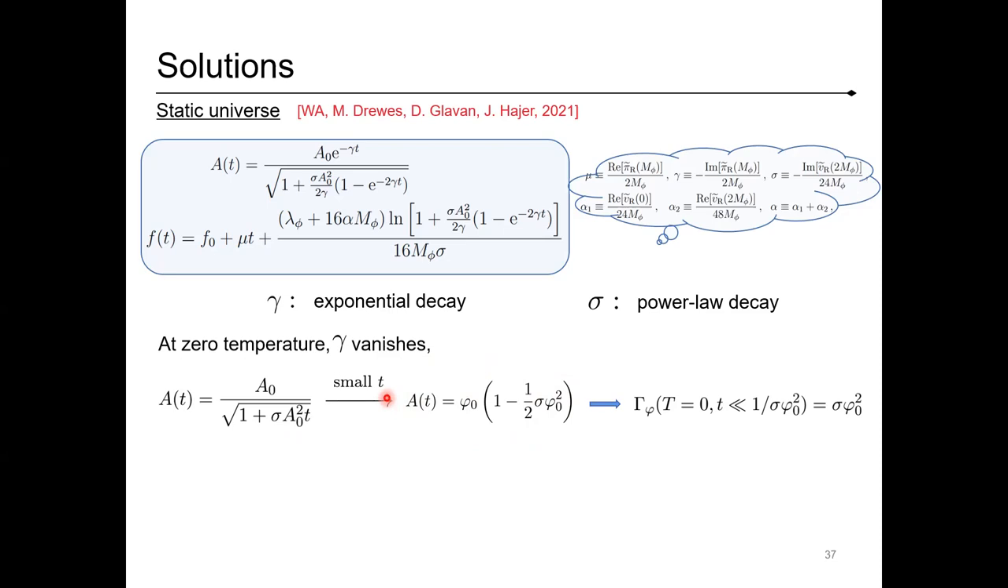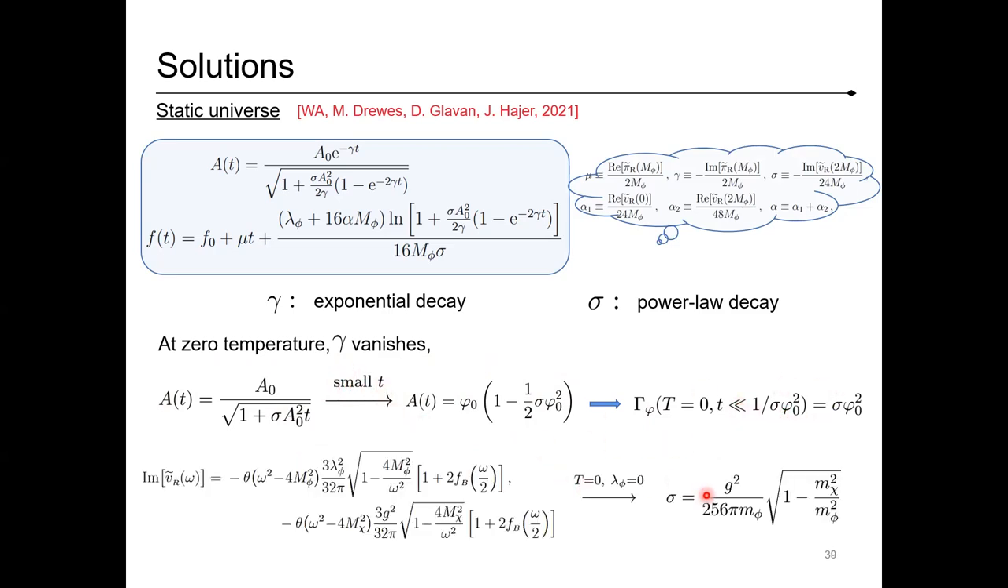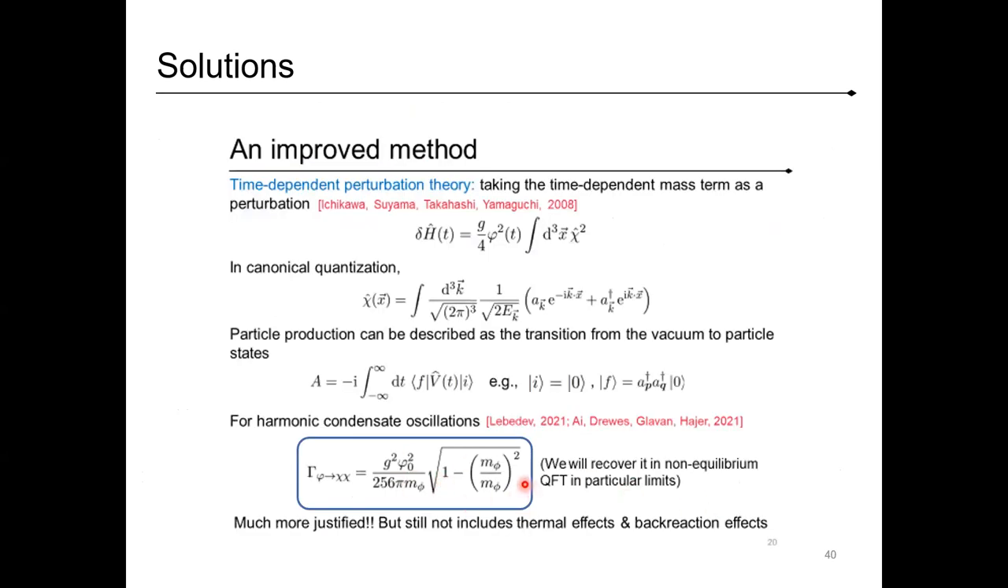So that equation of motion can only describe the evolution of the condensate correctly for early times. For large times, it will deviate from this solution, because that solution will be an exponential function, and this is a power law function, right? But when t is very small, you can infer the same result. Yeah.